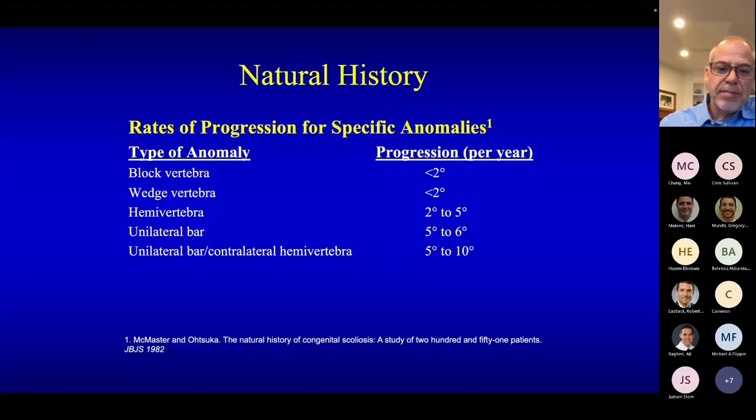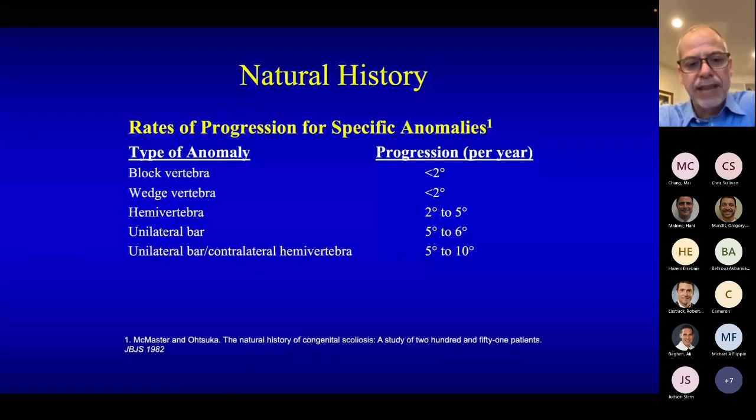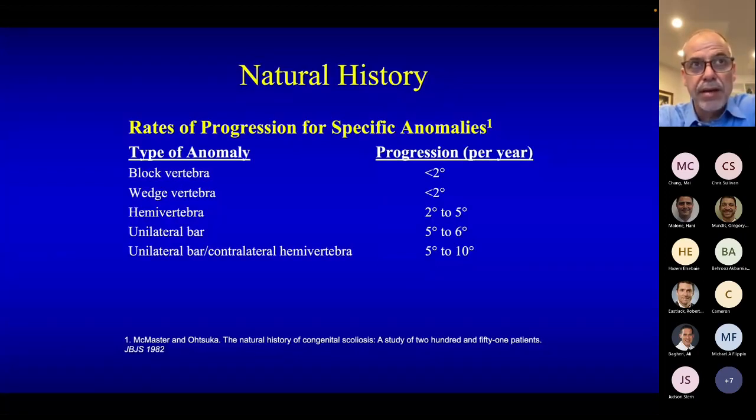McMaster is an important work within our literature, not just for congenital scoliosis, but really for spine in general. And he went through and looked at the progression and natural history of the different types of anomalies and tried to categorize them based on their progression per year. You can see here, while I wish I could tell you that this is exactly how it follows suit, it really gives you a threshold by which to follow these patients, for a block vertebra, which may be relatively benign, versus a unilateral bar with a contralateral hemivertebra.